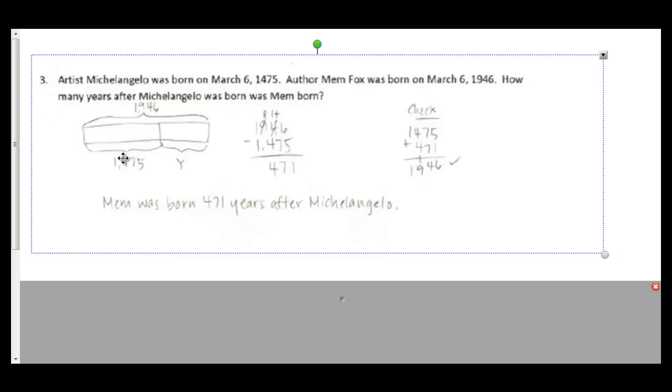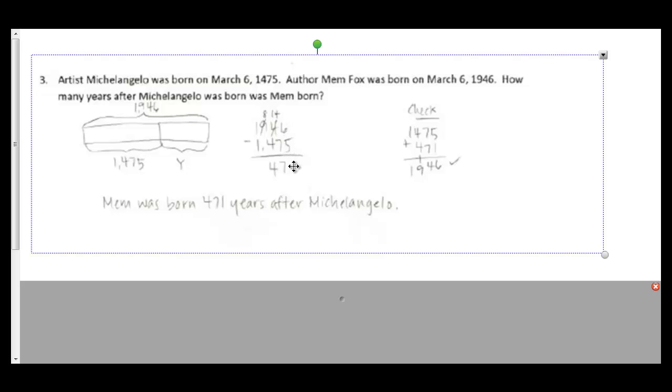After reading the problem, I noticed that Arthur Mem Fox was born in 1946. So how many years after Michelangelo was born was Mem born? I've got 1475 here, and then I've got years for Y, and I'm trying to get a total of 1946. So I want to find out what this Y is. So I created a subtraction problem.